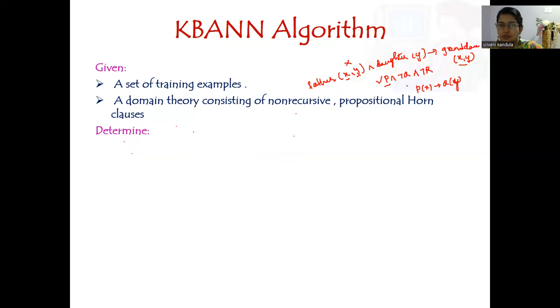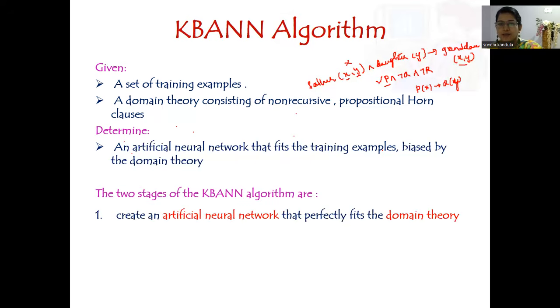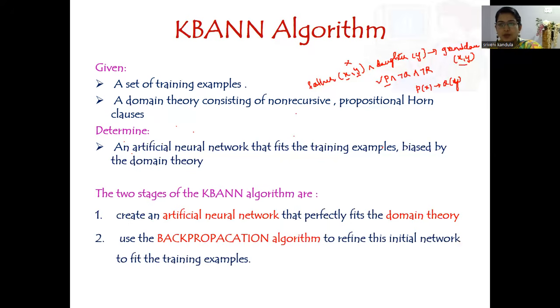Given this kind of clauses, you have to determine an ANN which will fit the training examples biased by the domain theory. Whatever ANN you are designing is purely based on the domain theory that is given and on the training examples. There are two stages in the KBANN algorithm. The first one is creating an artificial neural network which perfectly fits the domain theory. The second one is to use the backpropagation algorithm to refine this initial network.